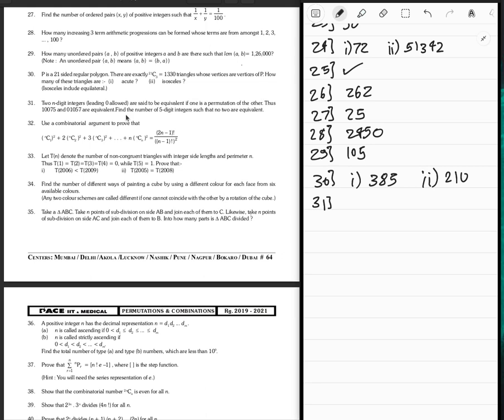So if one is a permutation of the other, then fine. Number of 5-digit integers such that no two are equivalent. Wait, what does that even mean? Also, like the set containing the... I think I'm getting it. Find the number of 5-digit integers such that no two are equivalent.